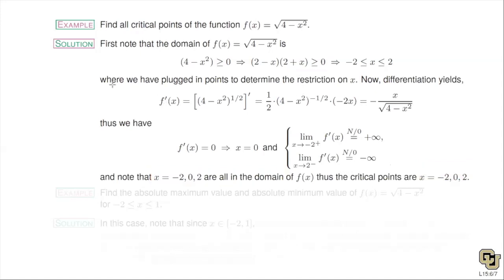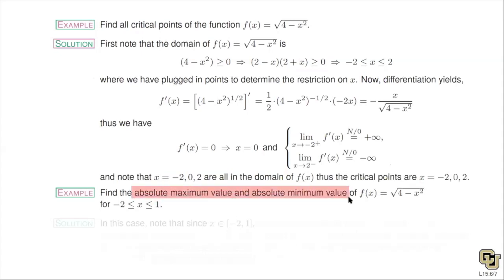So the next problem is related to this, but not the same. So be very careful with this next example. We are asked to find the absolute extrema, the absolute max and min value, of the square root of 4 minus x squared, but be careful, here now we have a domain restriction. So it's not exactly the same as the previous example. In the previous example, we did not have a domain restriction.